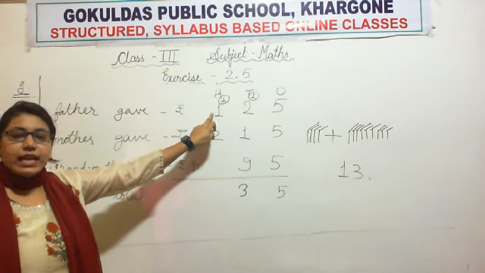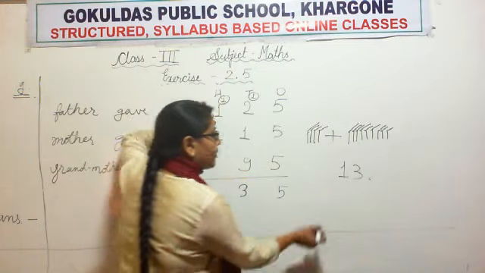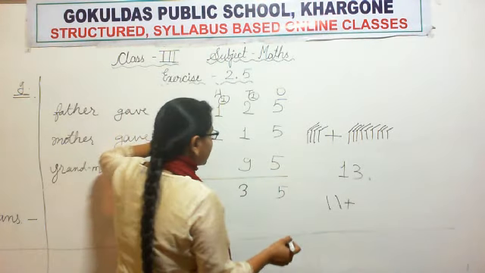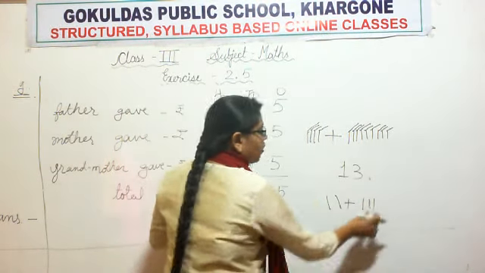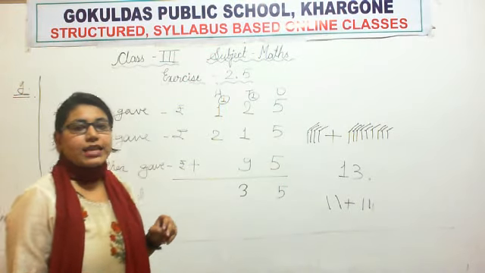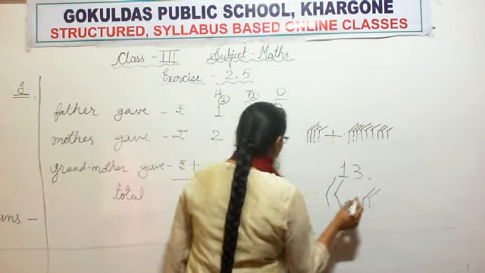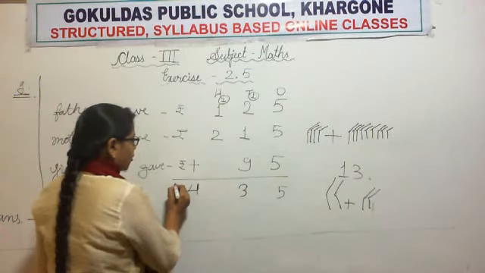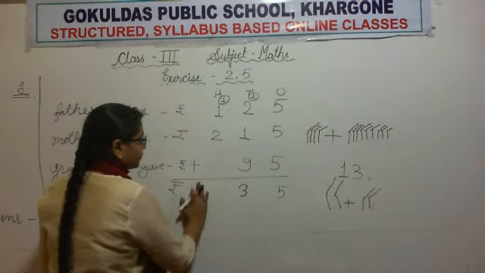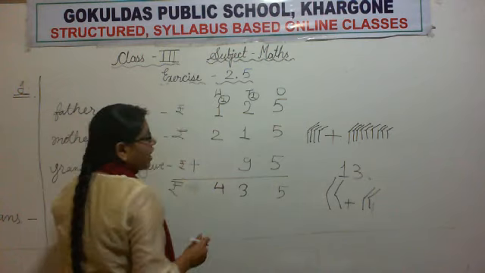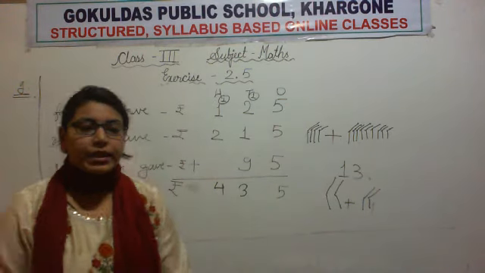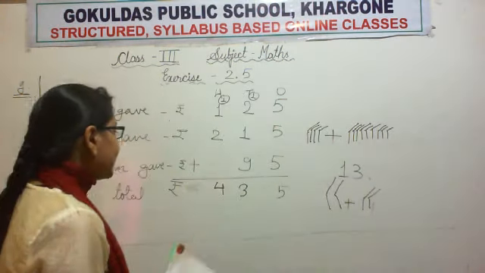Now 1. Whenever 1 is added to any number, it gives its successor. So what is the successor of 1? 2. So we will draw 2 sticks. And the next number is also 2. So for that also we will draw 2 sticks. Now let's count how many sticks. 1, 2, 3, 4. So we will write the number 4. So she has 435 rupees in total.